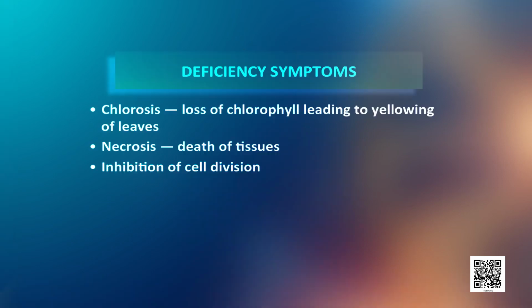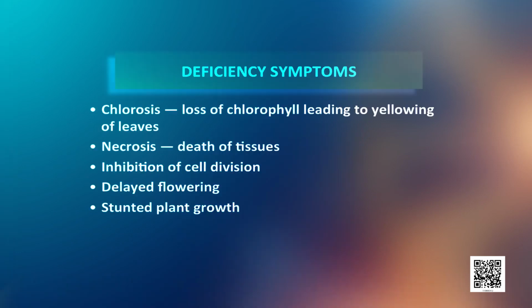In the absence or low level of nitrogen, potassium, sulfur and molybdenum, the process of cell division gets inhibited. Thus, plant growth is retarded. Inhibition of cell division is a major deficiency symptom for plants. Do you know delayed flowering is also a deficiency symptom? If the plant is deficient in nitrogen, sulfur and molybdenum, flowering will be delayed in plants, which is a major deficiency symptom.